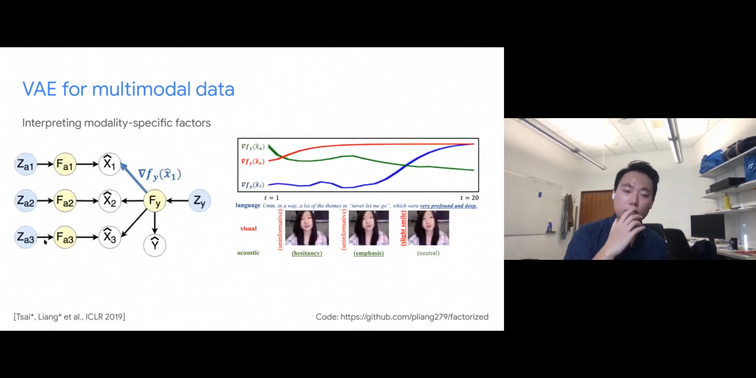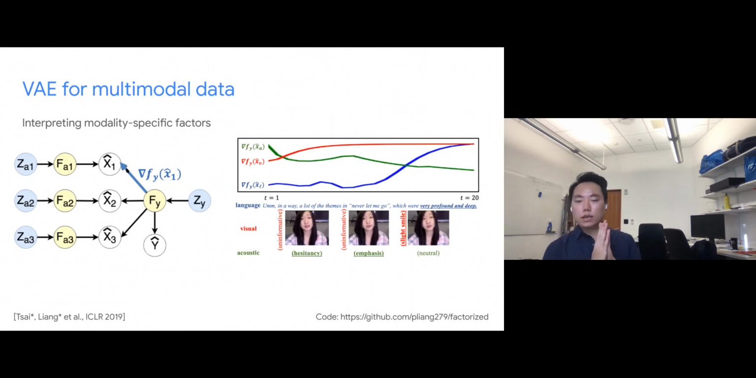And another benefit of these generative models, which discriminative models do not have, is that you're actually able to separate these factors. You can measure the gradients with respect to the generation of each output, and therefore use that to interpret your data.